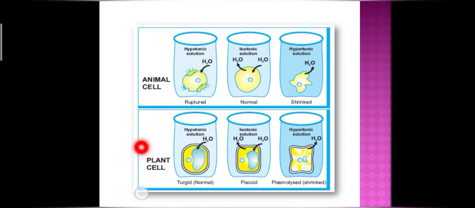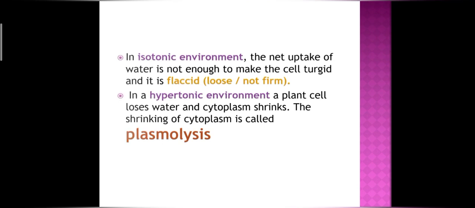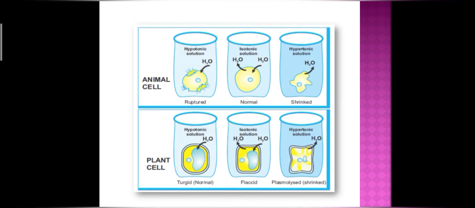Same in plants but with some differences. In hypotonic solution, water enters the plant cell and it becomes turgid. In isotonic solution, no water is entering or leaving the plant cell, so it will become flaccid. In hypertonic solution, water is moving out of the cell, so the cell shrinks, and this phenomenon is known as plasmolysis because in plasmolysis the cytoplasm of the plant cell shrinks.